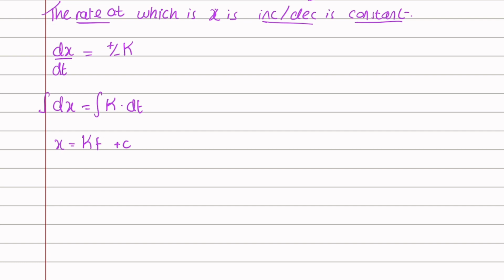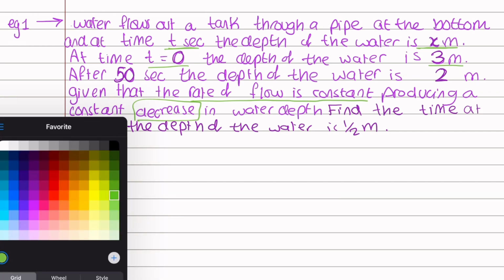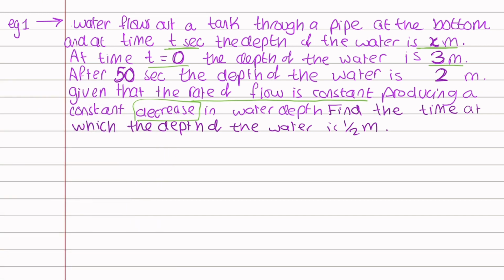Depending on the number of constants that you have in a differential equation, you're going to have a different number of points given to you. So let's start with this example. You can see it's pretty long, but just reading through it, everything is going to be simplified. So let's start: water flows out of a tank through a pipe at the bottom, and at time t seconds, the depth of the water is x meters. So we can clearly identify here that the relationship is between x and t, where x is the depth and t is the time. Now at time t equals 0, the depth of the water is 3 meters.